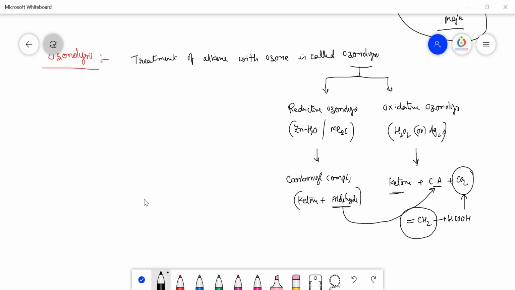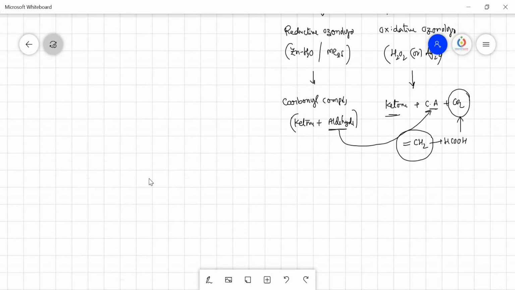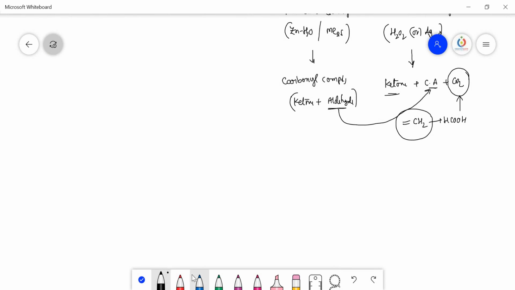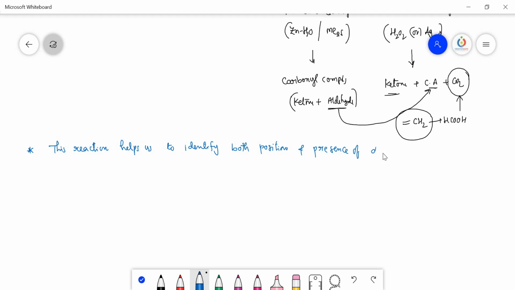I'll take this reaction and let you know how to write down the products in the ozonolysis reaction. Very easy reaction this is. And I'll mention the advantage of this reaction also, so note down the point. This reaction helps us to identify both the position and the presence of a double bond.